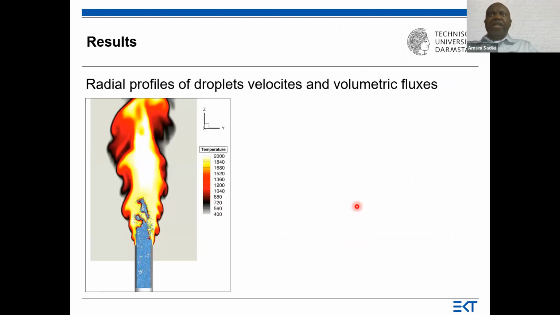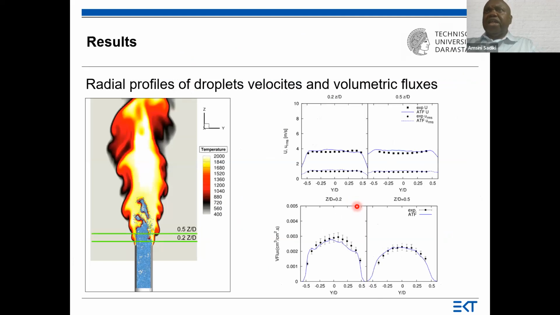And the radial profile of droplet velocity and volumetric flux is also very good. For the velocity, we obtain a very good agreement. And for the volumetric flux, or the mean flux, we obtain also a very good agreement. So the result lies within this area, within the uncertainty interval, and the two positions are this here, the first one and the second.